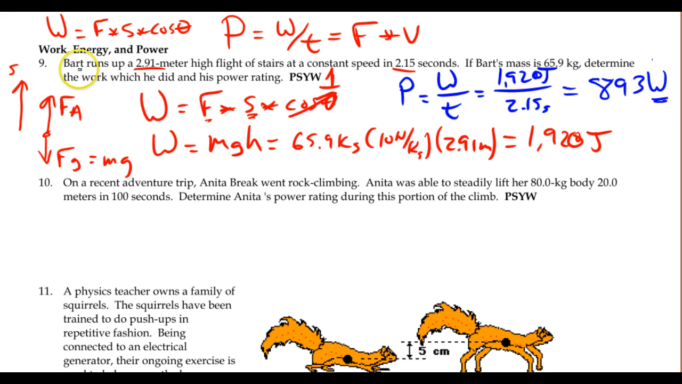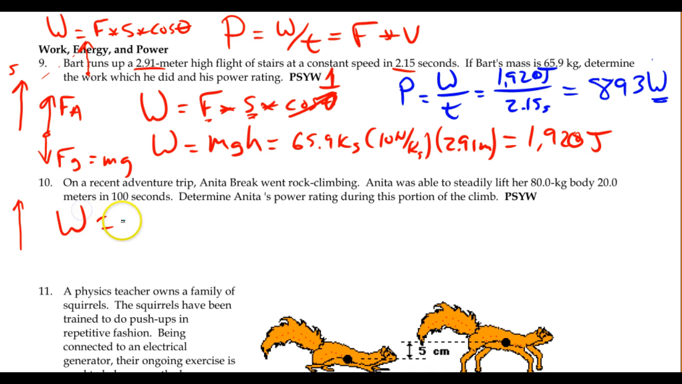Now, I should mention, Bart didn't run straight up. He ran at an angle on a stairs. But again, displacement is the straight line from where you started to where you finished. So in the vertical direction, his displacement is the height. Same thing for Anita Brake. She'd probably be moving back and forth in climbing the rocks, but her overall displacement is going to be a straight line up from where she started to where she finished.